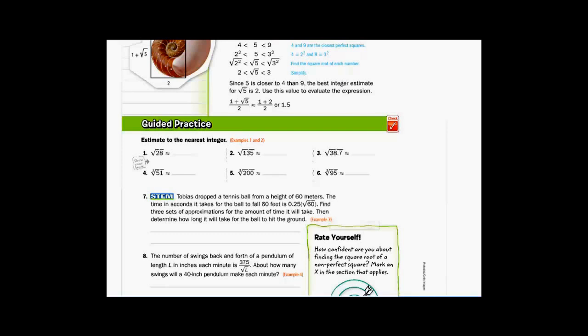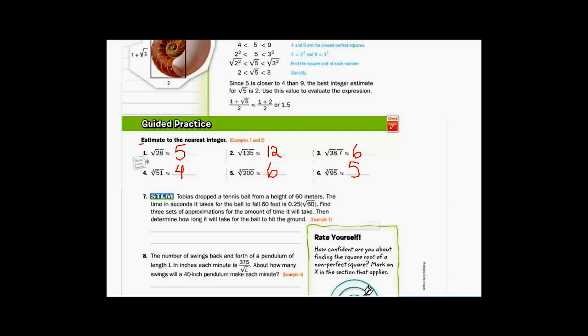All right, back with me. Let's talk about some answers. Number 1, closest to 5. 2, closest to 12. 3, closest to 6. 4, closest to 4. 5, closest to 6. And 6 is 5.